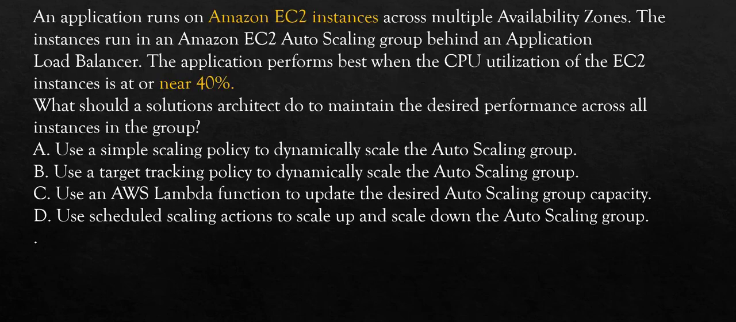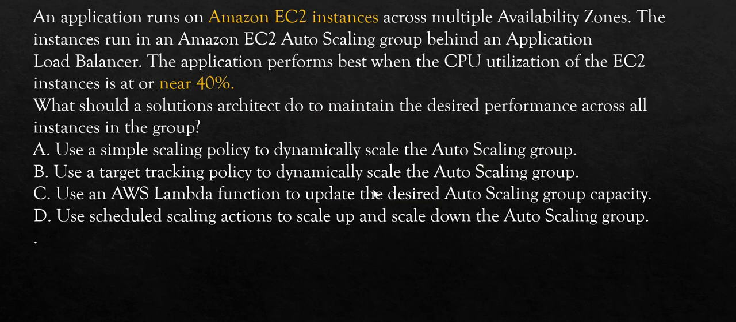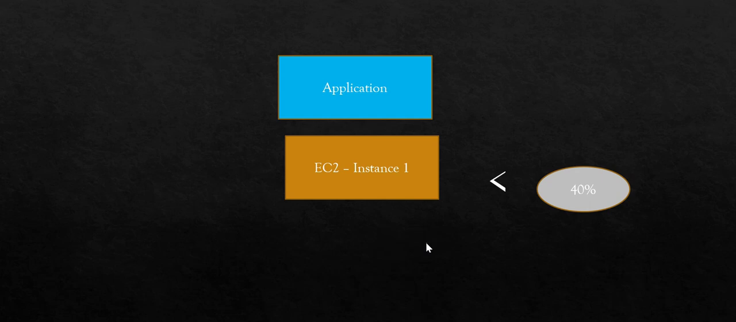Now let's look at question number 46. You may pause your video here because that will help you read this question carefully. Basically, your application is hosted on an EC2 instance, and this application performs well if your EC2 instance utilization is near or at 40%. Now, out of these options, what should you do to maintain the desired performance? If your utilization is greater than 40%, then you have to spawn one more EC2 instance. And if your utilization is less than 40%, then you'll have to delete the additional EC2 instance, so you can manage with one EC2 instance. That's where your application works to the optimum performance.